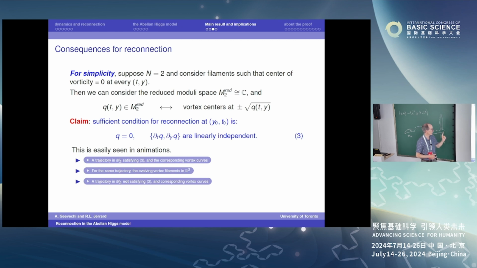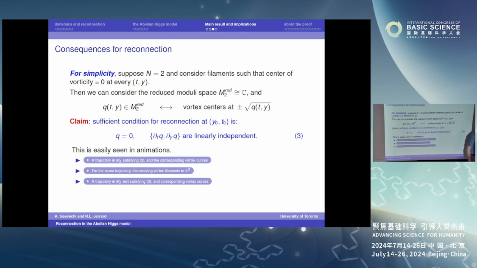I want to assume that at every height and at every time, just for simplicity, the center of vorticity is at the origin. If you put this, you can construct initial data, so this certainly happens. So this is restricted, but it's not unrealistic. Then we'll have, say, a wave map taking values into this reduced moduli space. This looks like the complex plane, but it has a funny metric that it inherits in the way I've described.